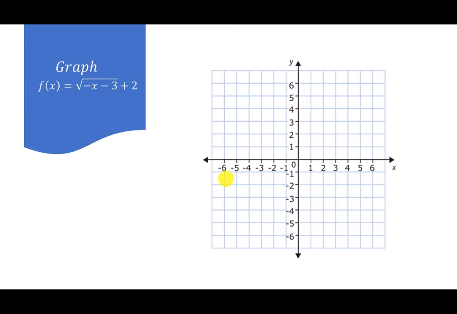Here also, I have 3 transformations. I think this is the hardest one that we have seen today. Here's why it's hard. When you take this negative x minus 3, it's deceiving. Set it equal to 0.